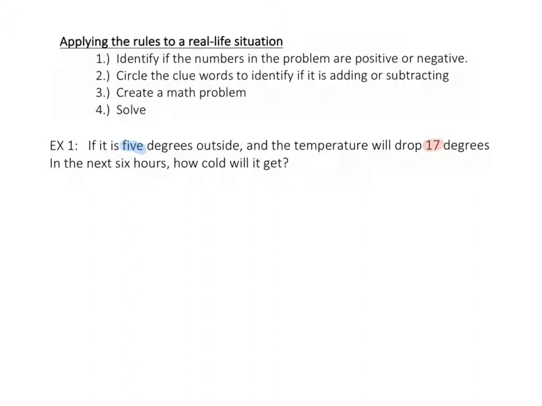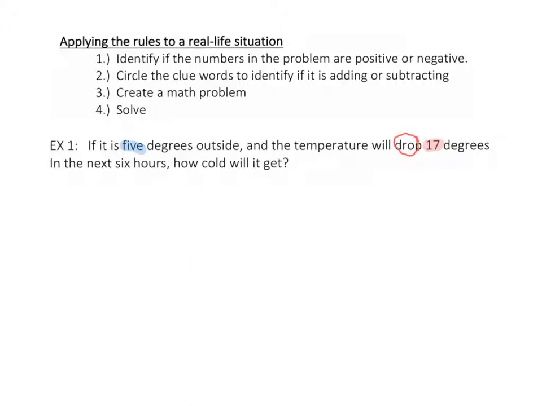Looking at our first number of 5 degrees, there's no negative word with it, so we can assume that it is positive 5 degrees. Now we go over to 17 and we see the word drop. So I'm going to circle drop. Drop means that it's going to go down. So down would be a negative number. Now we can set up our problem.